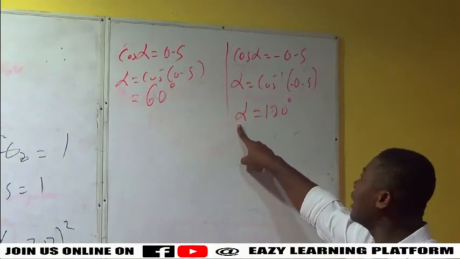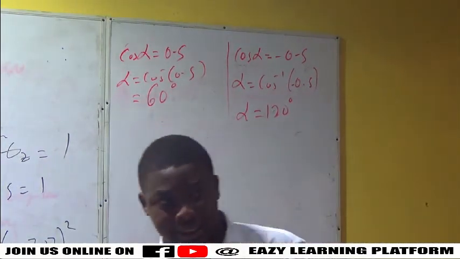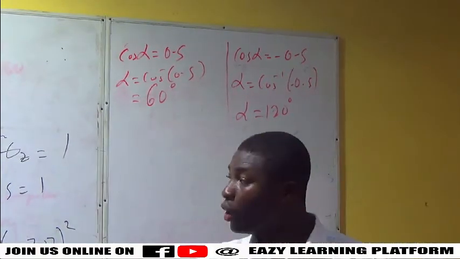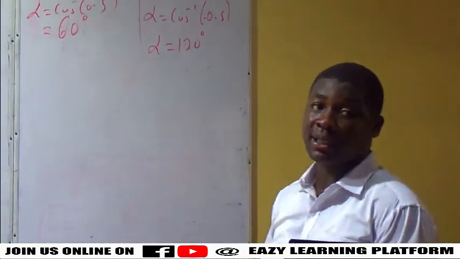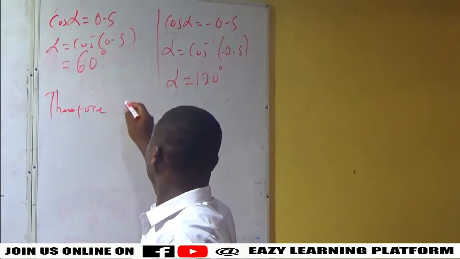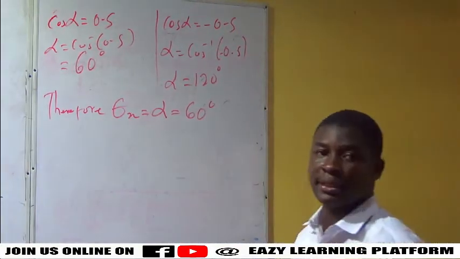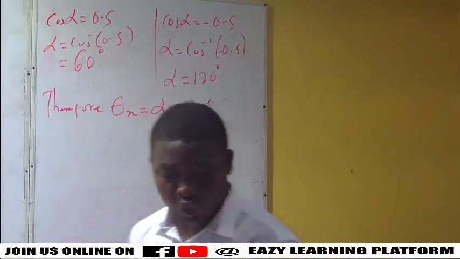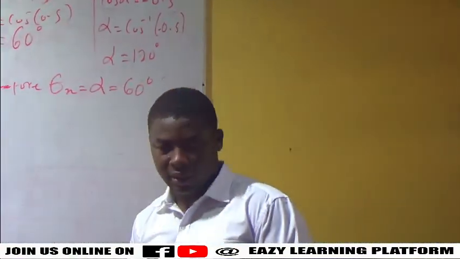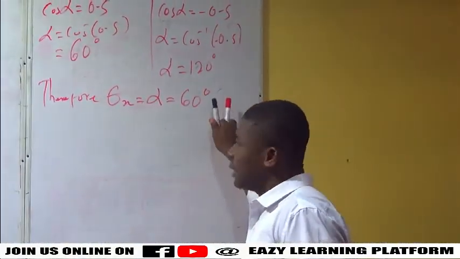We discard alpha is equal to 120 and we use alpha is equal to what? 60. Because alpha equal to 120 will give us a negative value, which is not what we should be expecting by inspection. Therefore, theta x, which is equal to alpha, is equal to 60 degrees. So now we've been able to find theta x or alpha to be 60 degrees.